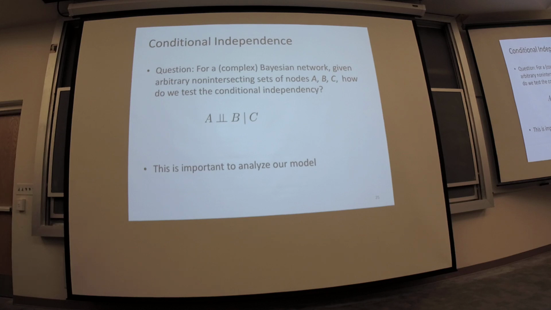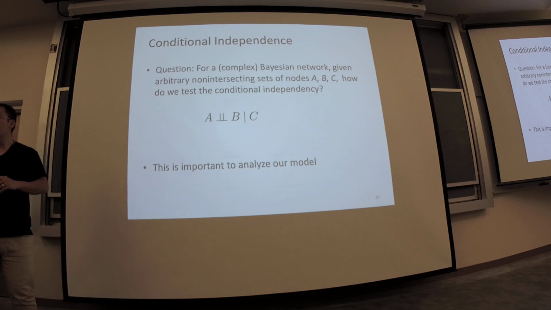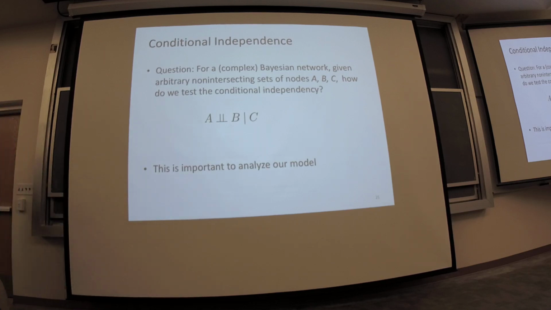So this is design. When you are given a network, say one which contains thousands or even hundreds of thousands of variables with a very complicated structure, how do we analyze it? We want to ask a question. Given arbitrary non-intersecting sets of nodes A, B, and C, meaning A, B, C are three groups of random variables that are not overlapping with each other, how do we tell whether, given the set of random variables in C, A and B are conditionally independent?